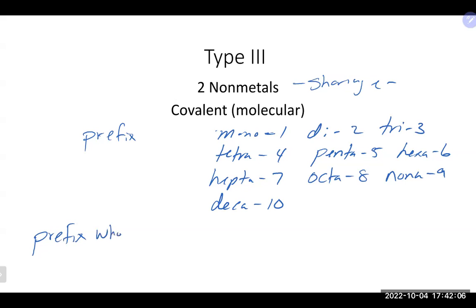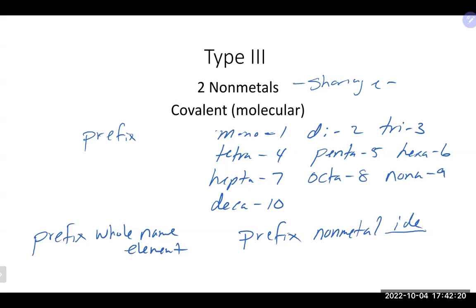When we name type 3, we do the appropriate prefix on the first element, and we use the whole name of the first element. And then we use the prefix for the second element, and the second element, like everything else we've been doing, gets the IDE treatment at the end of it with the appropriate prefix.